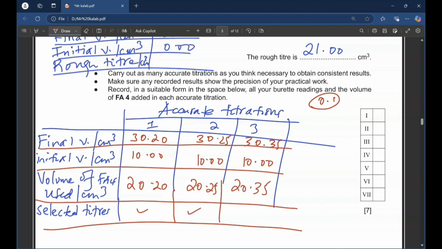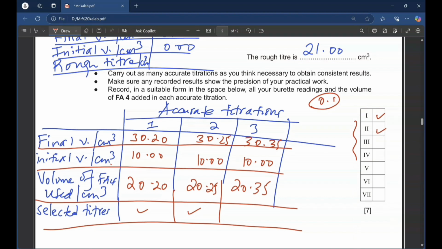So this table here is for the examiners. They will give you 7 marks for these two tables. The first mark goes to calculating your rough titer: final volume, initial volume, and then rough titer. Doing this will get you 1 mark. The second mark goes to labeling the volume readings with cm³. For saying this, and this, you'll get another 1 mark.